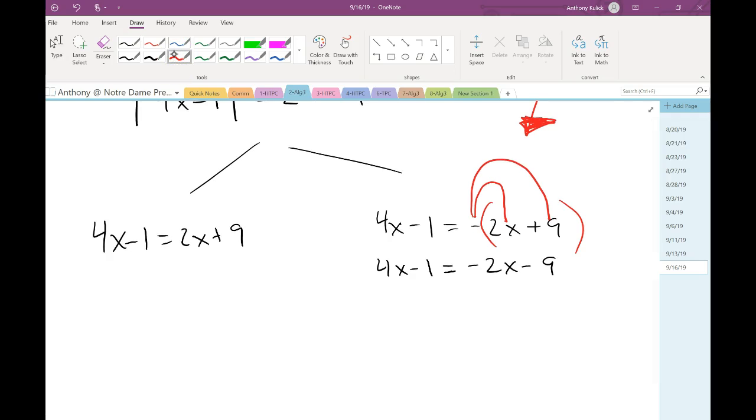Okay. So now we're in a position where we can solve each of these separately. So the first one, 4x minus 1 equals 2x plus 9. What do I have to do there first? Go ahead. It's okay to be wrong. It's not a big deal. Okay, you can do that. And then what else would you want to do then?